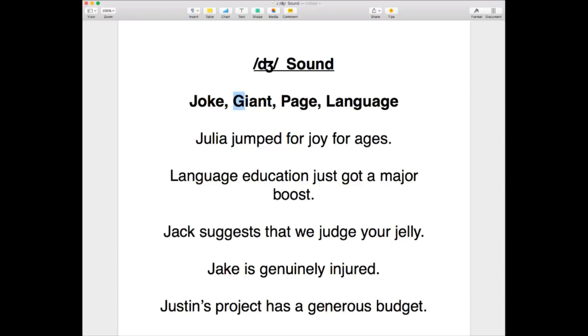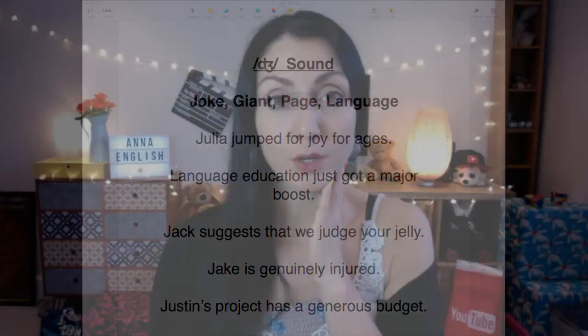Joke, giant. Joke, giant. And here we have a medial sound, page. Page. In fact, it's the final sound in the word, isn't it? Page. Page. So I could say, turn the page of the book and you will see a giant. Turn the page of the book and you will see a giant.